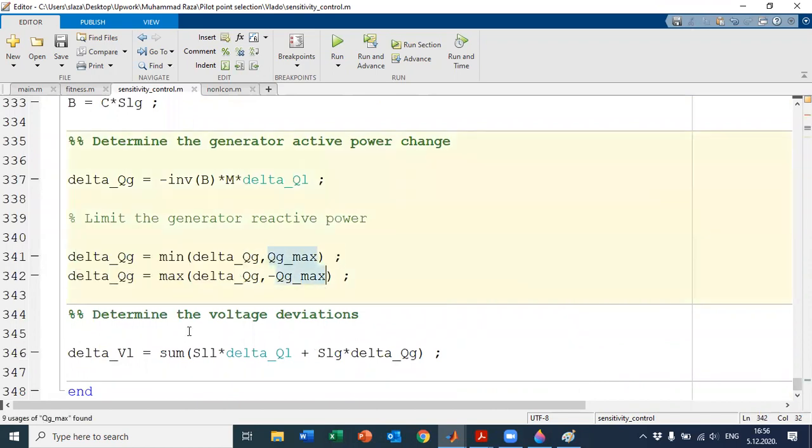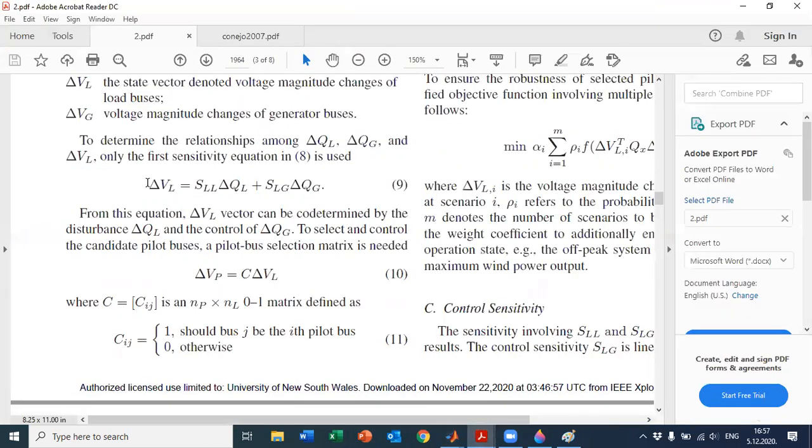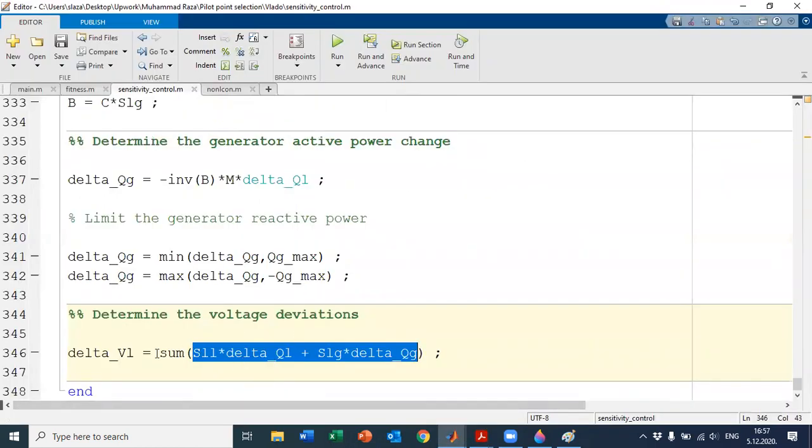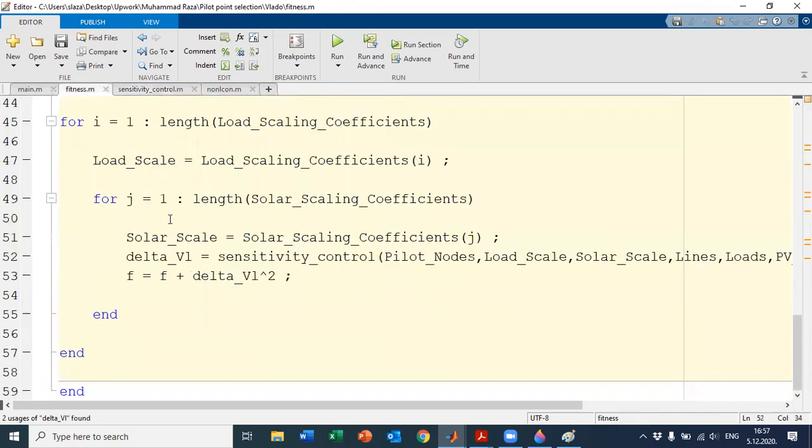After that, we just use the equation which is described in the paper: SLL times delta QL plus SLG times delta QG to determine the delta VL vector, which is given here. We sum that vector in order to determine the changes across the network. Now we return this value to the fitness function, and the fitness function adds that value, delta VL.